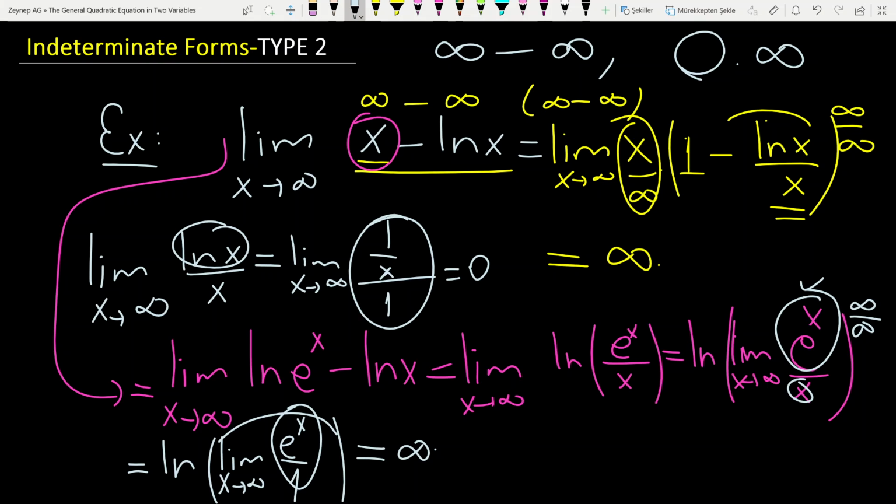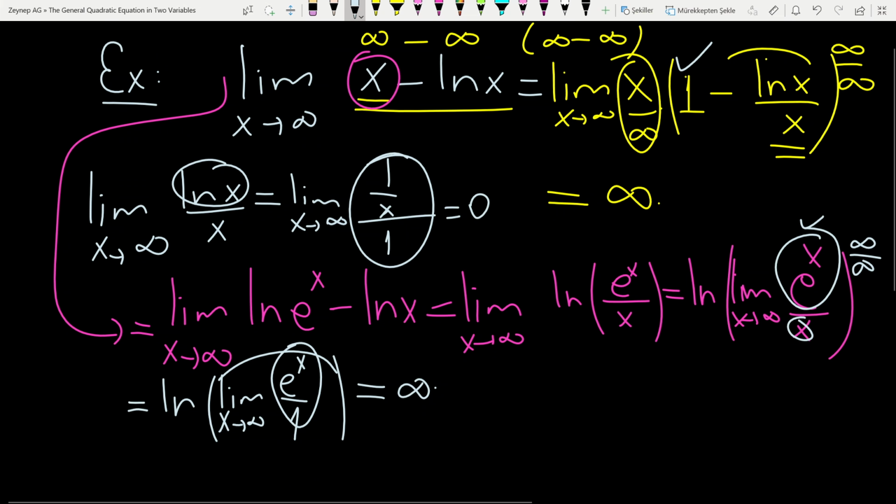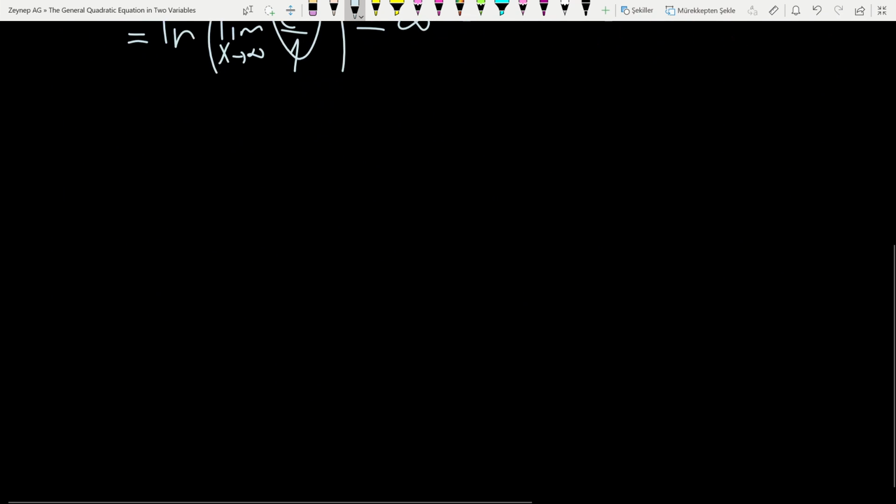So if you have the second type, you may convert type 2 to type 1 to apply L'Hopital's rule, or you may manipulate the question itself and then try to solve the limit problem. So you have two ways to solve this kind of question.